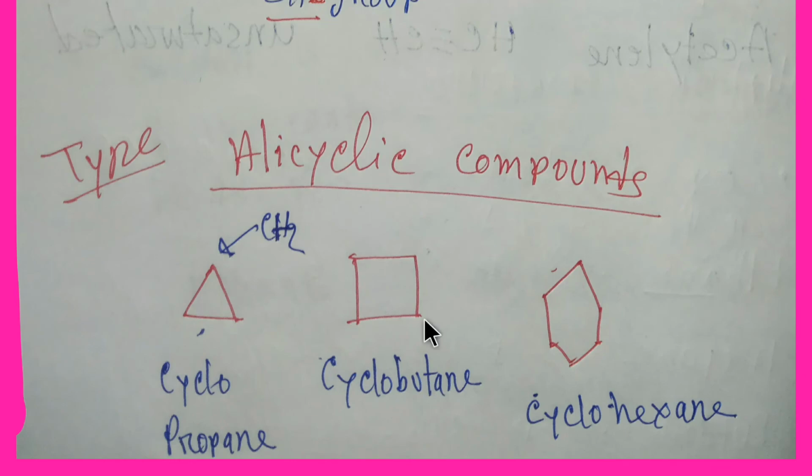Okay, another type is alicyclic compound, right? What is an alicyclic compound? Alicyclic compounds which consist of only carbon atoms are called alicyclic or carbocyclic compounds. Here you will not get any atom other than carbon. Of course, hydrogen is mandatory, but there is no nitrogen, no oxygen. So these are all alicyclic compounds, and each corner represents CH2. So this is cyclopropane, this is cyclobutane, and this is cyclohexane.